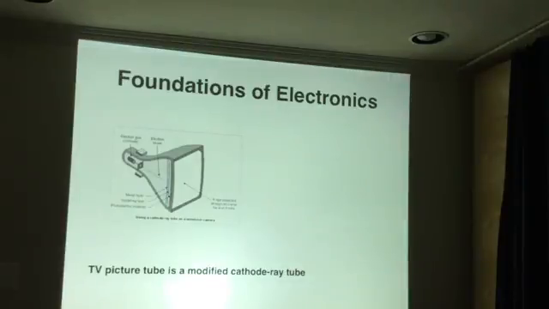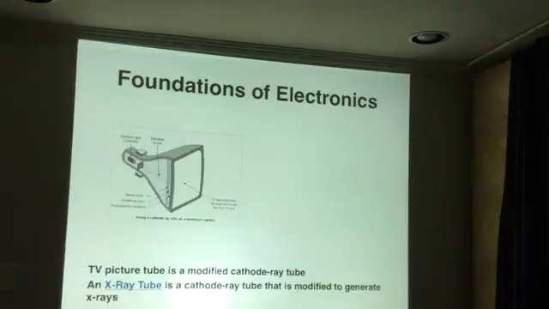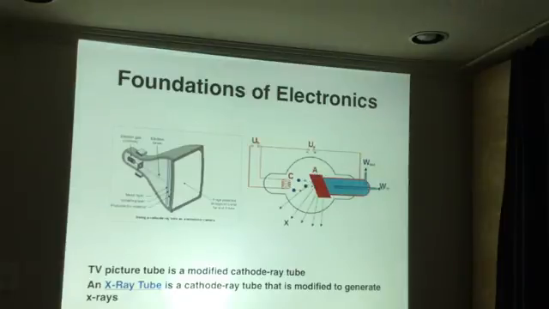Oscilloscopes, electrocardiogram scopes that you monitor, those are all examples of cathode ray tubes. Now an X-ray tube is simply a cathode ray tube that is modified in such a way as to generate X-rays instead of electrons. And this is an example of an X-ray tube set up to allow for the production of X-rays instead of electrons.